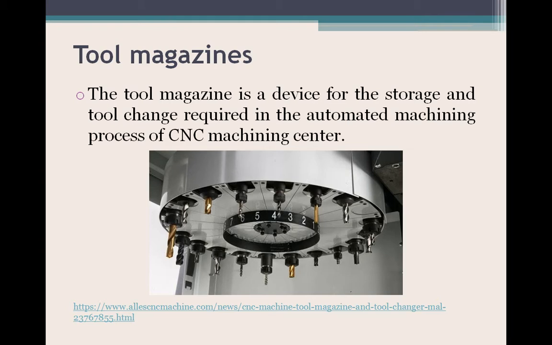A tool magazine is a device used for storage and tool change in an automated CNC machining center. The figure that you see here is a drum type tool magazine, wherein you can see that various tools have been attached in a systematic manner. This is nothing but a tool magazine, which is a storage and tool change mechanism.